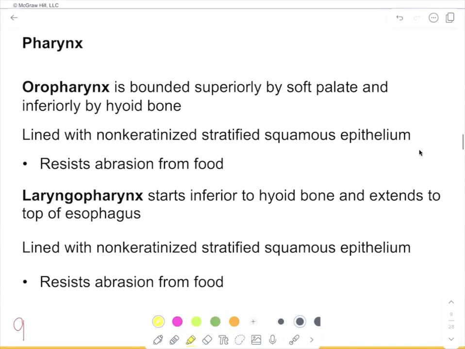The oropharynx is going to be shared by the digestive and the respiratory system. And because the digestive system is exposed to it, it has non-keratinized stratified squamous epithelium to resist abrasion from food. In the case of the laryngopharynx, it also is part of the digestive system, so that's why it also has non-keratinized stratified squamous epithelium for the same purpose, to resist abrasion from food.